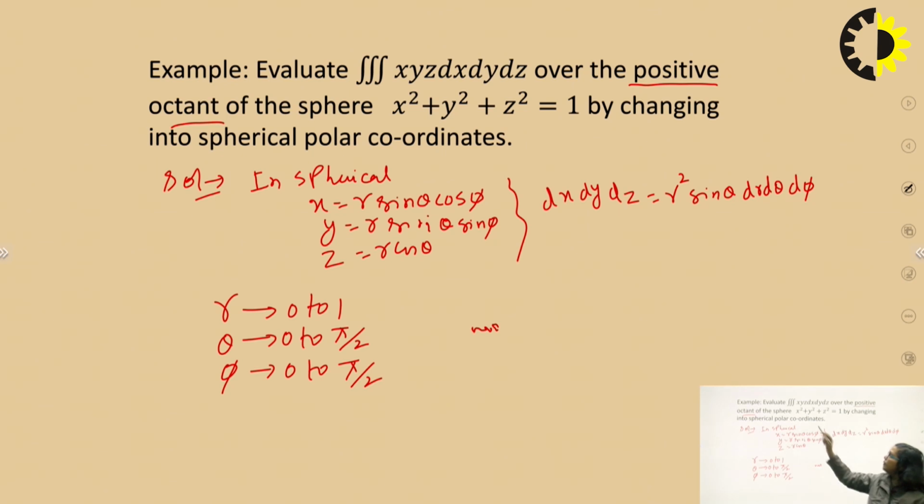So we look at the next slide. We have the triple integration of x y z dx dy dz. We now start evaluating this triple integration of x y z dx dy dz.